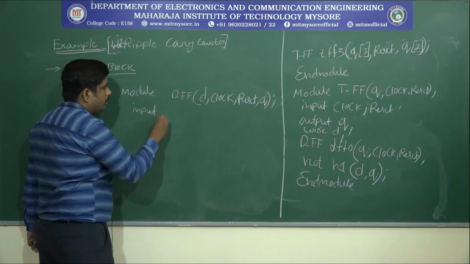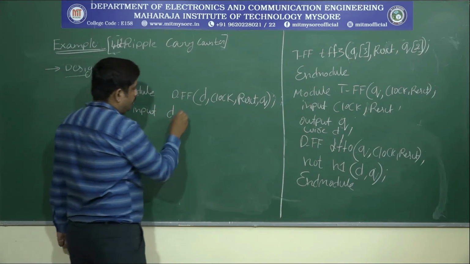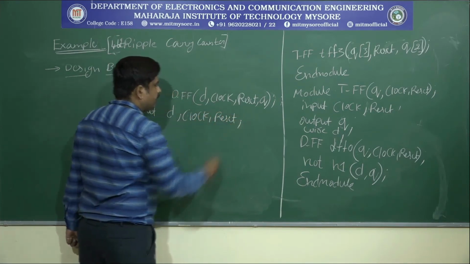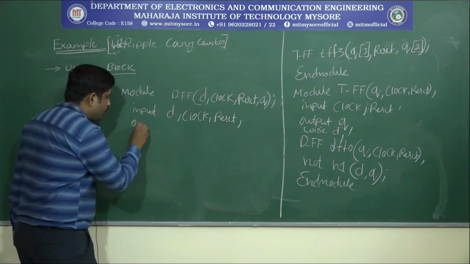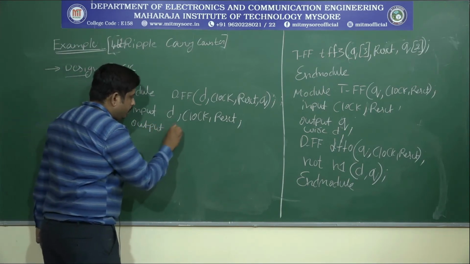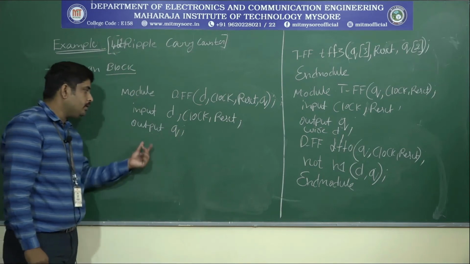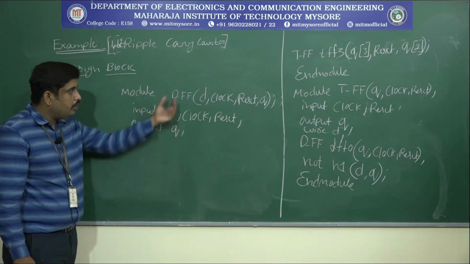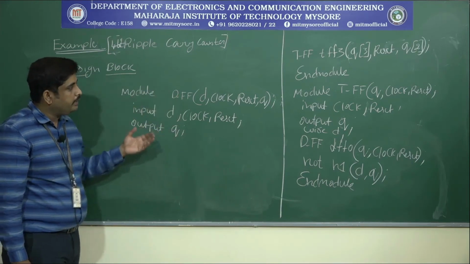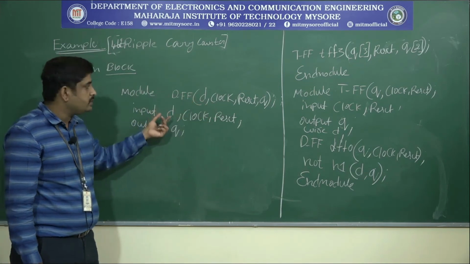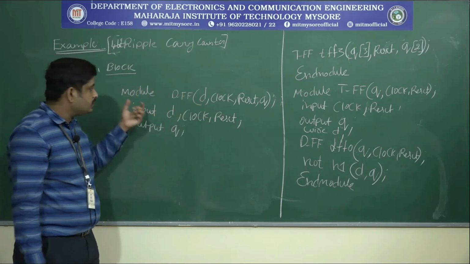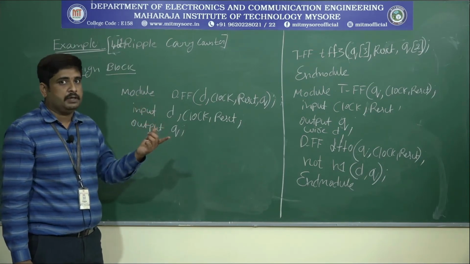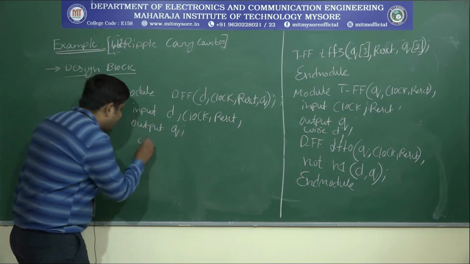Input D, then clock and reset are the inputs, then output Q. We have to write output in terms of register. Why? Because here we have to write only the D flip-flop operation. We are not writing any other operation. D flip-flop is the final leaf cell. So that's why in this program we write in terms of a behavioral description. So that's why output acts as a register here.